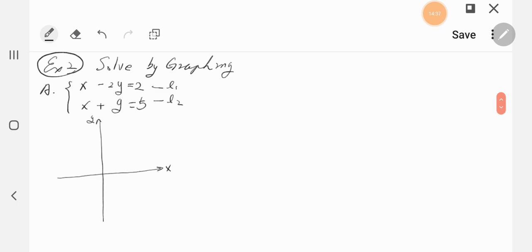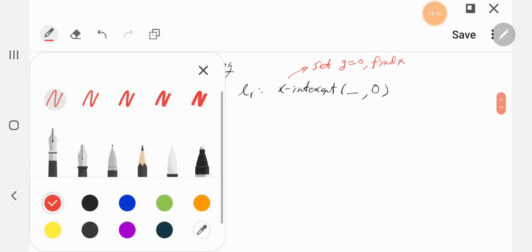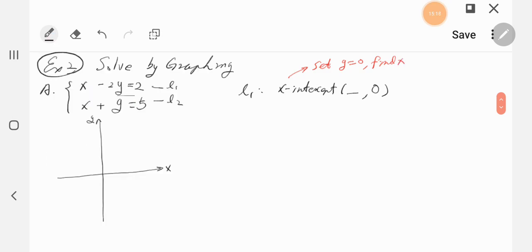When you graph a straight line, we need to find the x-intercept and y-intercept, or it is better to find two points. In this case, let's find the x-intercept and the y-intercept of line 1. How do you find the x-intercept? We find the x-intercept by setting the y value to 0. If you forget this, set y equal to 0 and then find x. That's what we do.